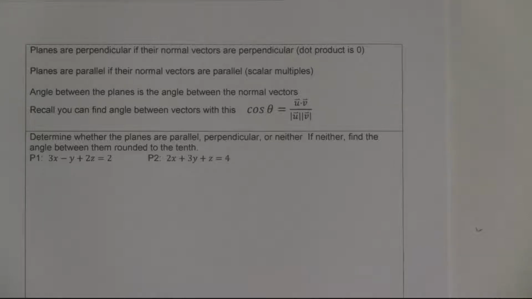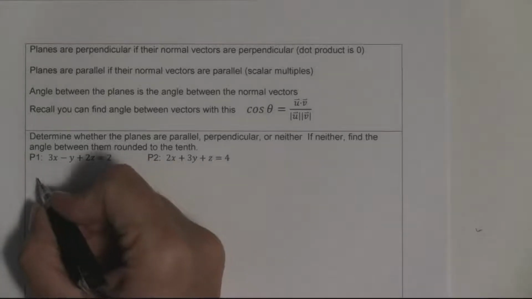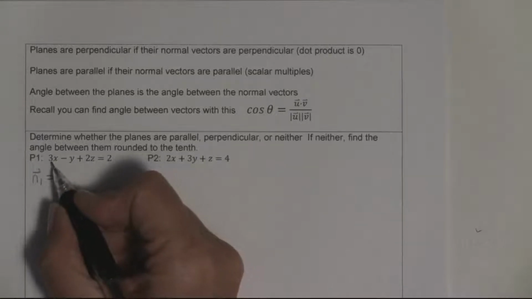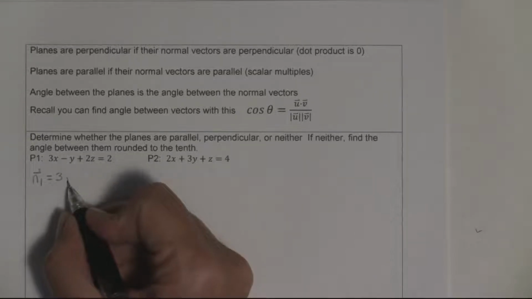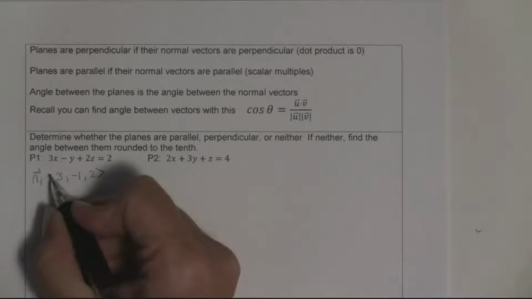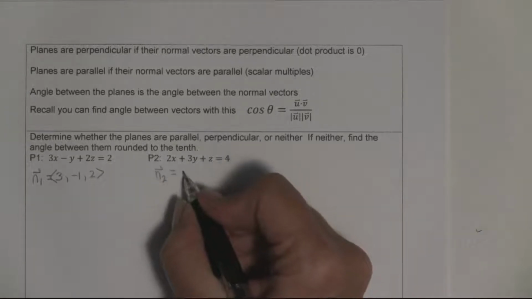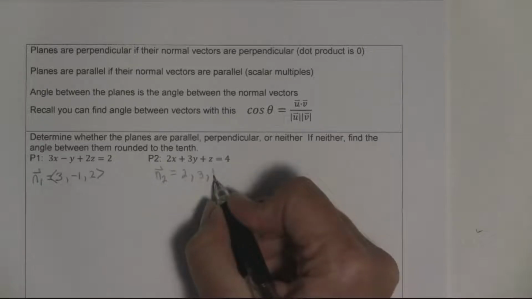And so anyway, they're asking us to determine whether the planes here are parallel, perpendicular, or neither. If neither, find the angle between them and round to the 10th. So that's what they're asking us to do. So the first thing I want to make sure of is they're not parallel. And the easiest thing on parallel is to check if they're scalar multiples. So I'm going to get the normal vector, I'm going to call it N1 for plane 1. And remember, it's just the coefficients. This is our 3, our -1, and our 2. So there's that normal vector. And this is the normal vector for plane 2. It's 2, 3, and 1.